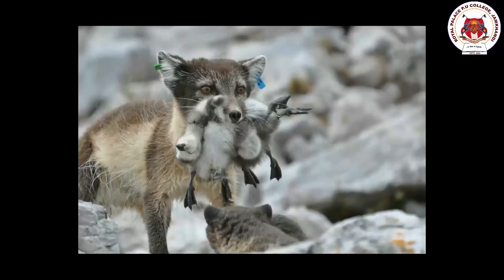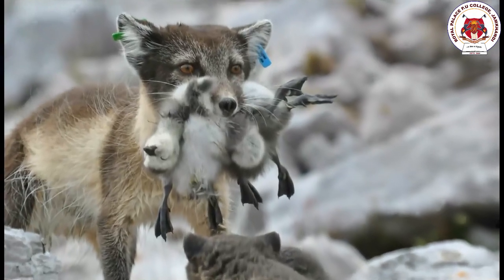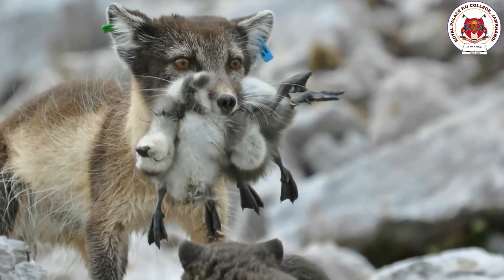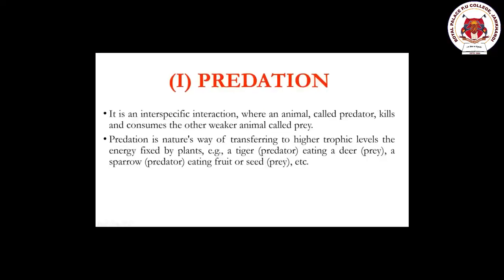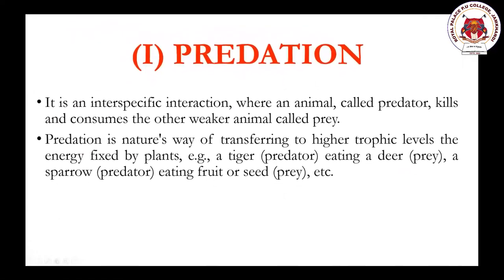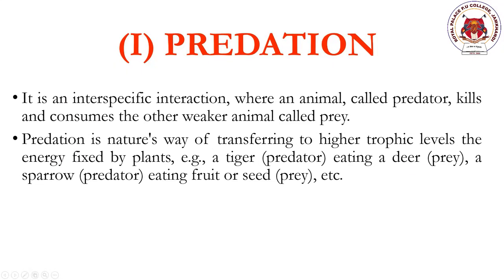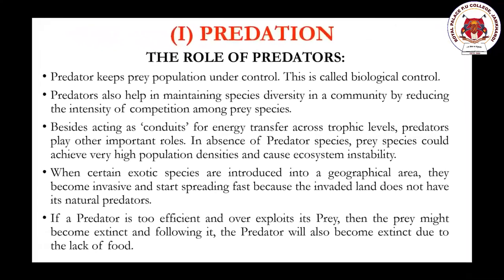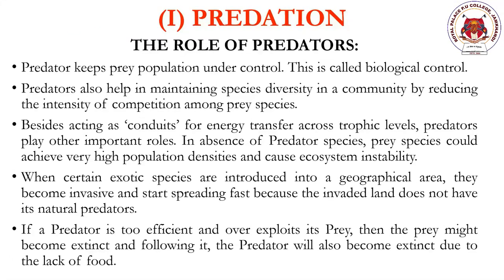Predation is a kind of population interaction wherein, out of two organisms, one organism gets benefited and the other organism suffers a loss. The organism which is getting benefited is called the predator, and the organism which is getting the loss is called the prey. Now, predation is called nature's way of transferring the energy fixed by the plants to higher trophic levels.